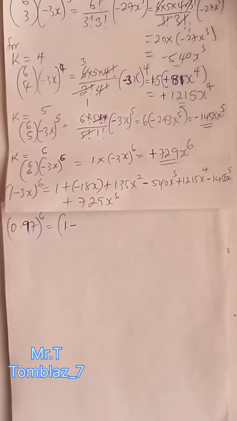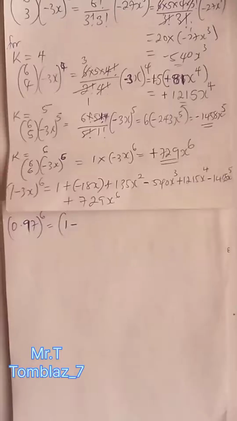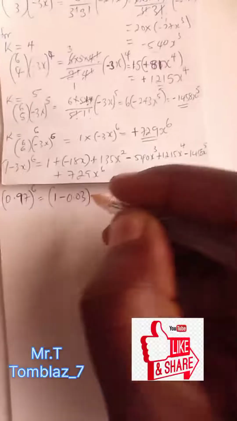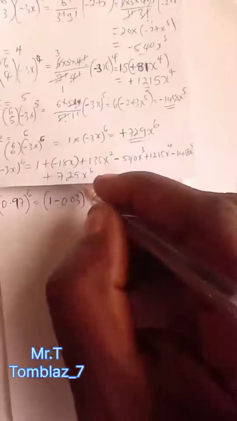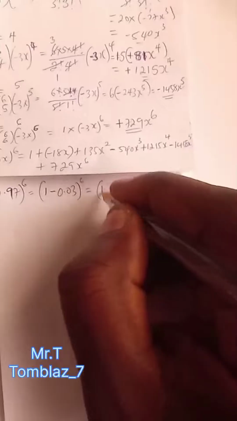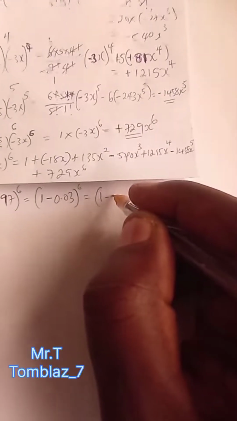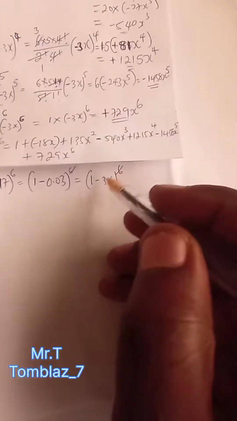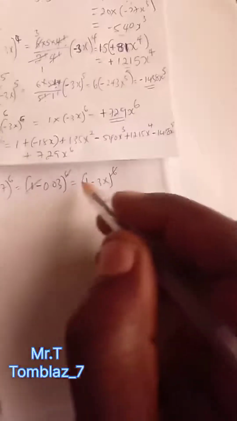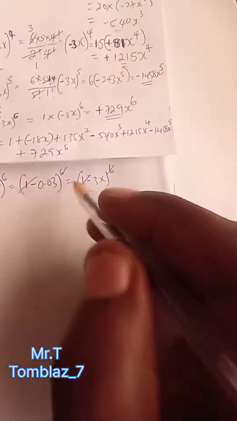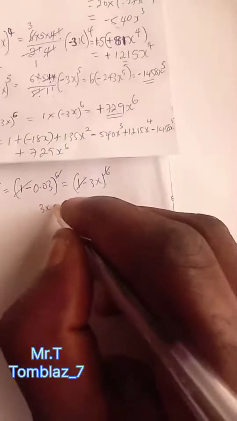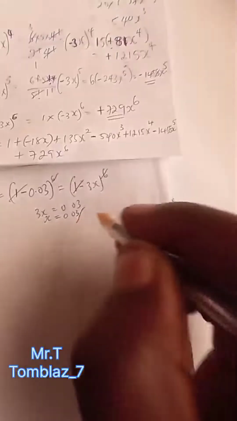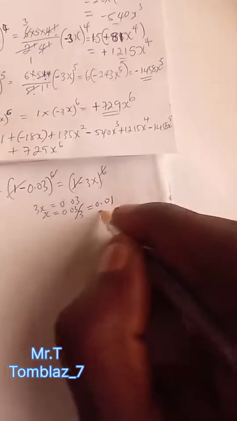So we have 1 minus 0.97, so we have 0.03, right? Okay, so if we equate this to this value, 1 minus the original value given raised to power 6, we discover that this 6 will cancel this 6. This minus will cancel this minus, 1 will cancel 1, and then we are left with 3x is equal to 0.03. And then our x value will be 0.03 divided by 3, which gives 0.01.